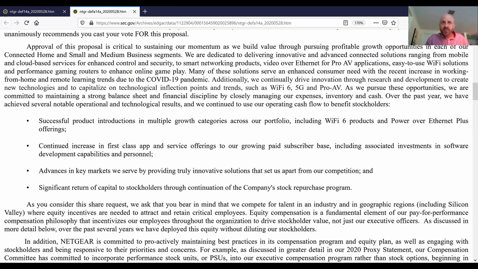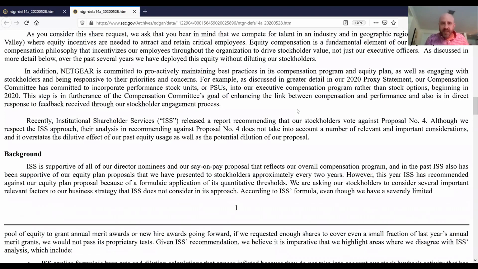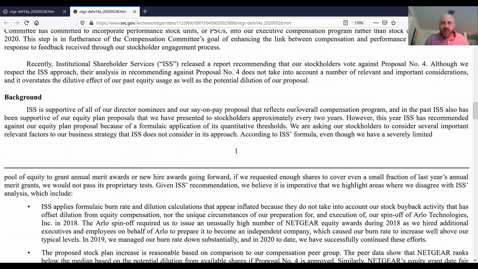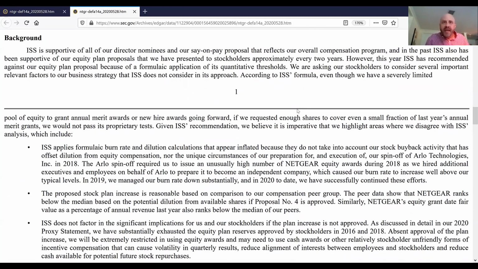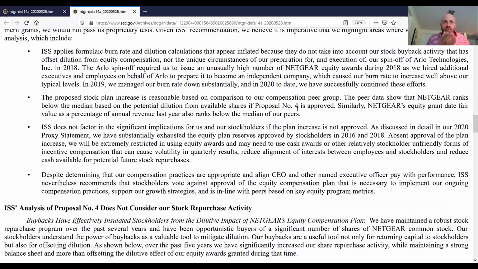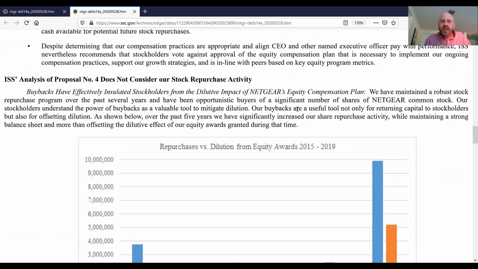The other thing that this Netgear supplemental illustrates is overcoming a negative ISS recommendation. The company had a sense that ISS was not going to support the plan. So they spent some time crafting a message to say, look, although we respect the ISS recommendation, we'd like you to look beyond that and consider these other factors. And so what you'll see here is a rebuttal, but again, a professional rebuttal.